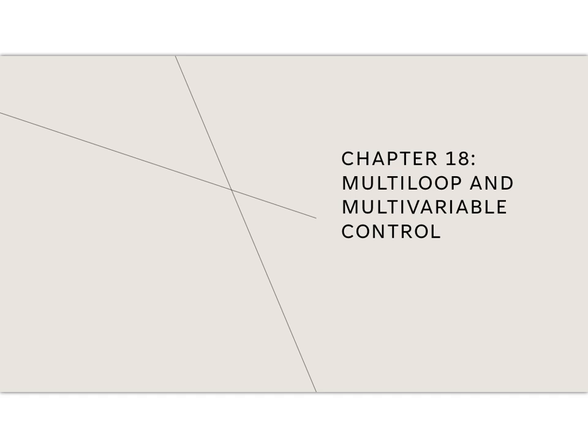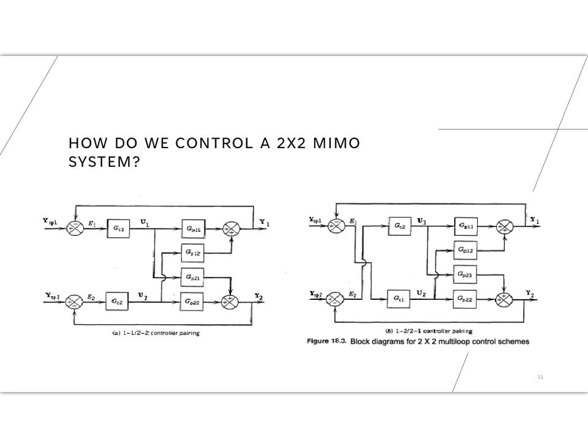We are looking at Chapter 18, Multi-Loop and Multivariable Control. In this video lesson, we're going to begin looking at how you would actually control a system like this, and what those control loops might look like. These are two ways that we might control a system with two inputs and two outputs.